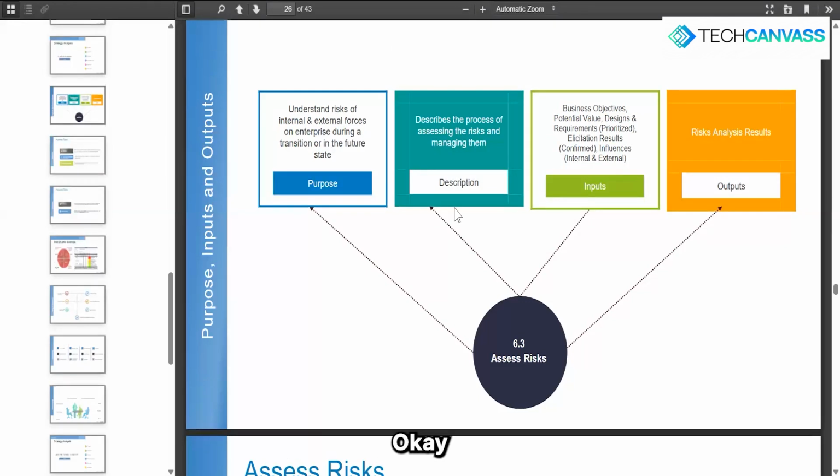Okay, so we will talk about risks now. Any kind of unforeseen, undesirable event that has undesirable consequences is known as a risk. Now you may be thinking, is risk part of project management?